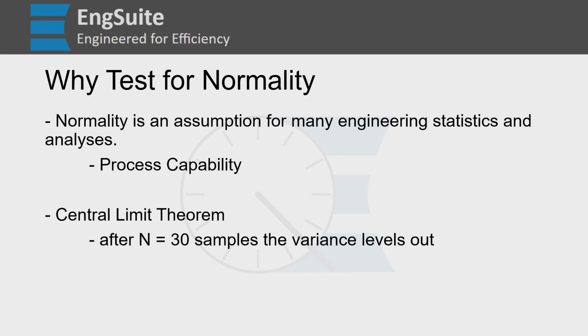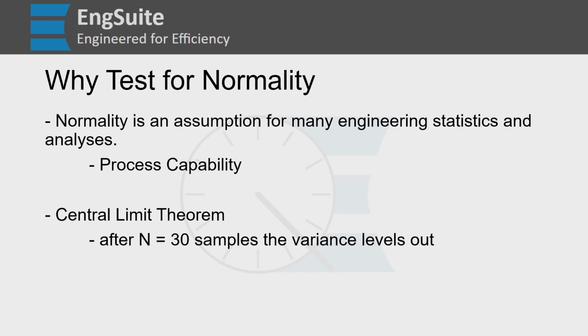So normality is an assumption for many engineering statistics and analyses, mainly process capability. That is one of the go-tos when it comes to any validation activity, or when you really want to look into your process and see how it's doing, we use capability, but it relies on normality. So we use normality tests to determine whether or not our process capability is valid.